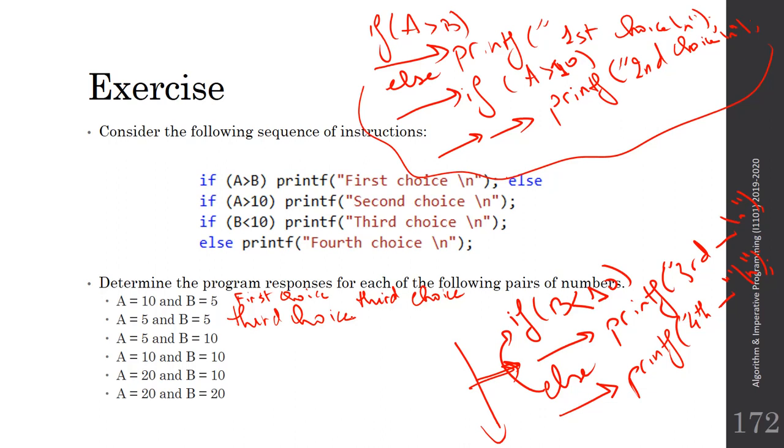A equal to 5, B equal to 10. Again, is A greater than B? No. I will execute the else. In else I have also an if. A is greater than 10? No. So there is no else here. So I have finished this instruction. Let's move to the second instruction. B is less than 10? No, it's not less than 10. So I will execute the block 2. So I will print on the screen fourth choice.